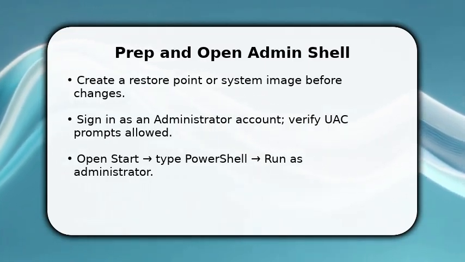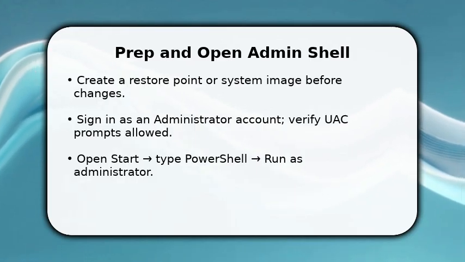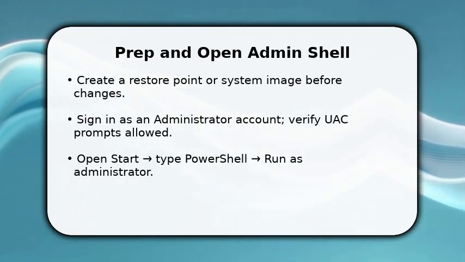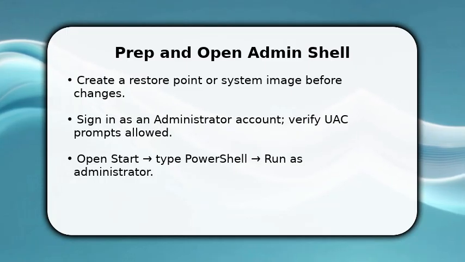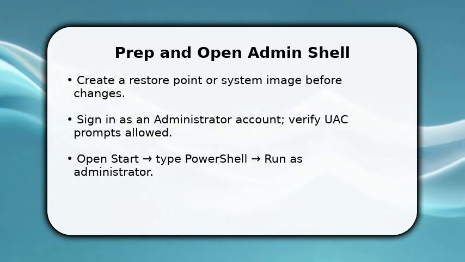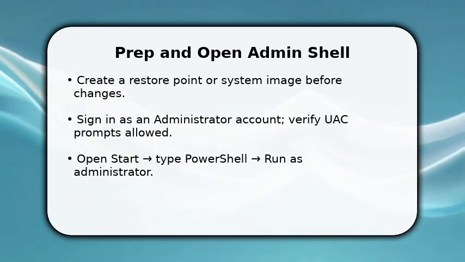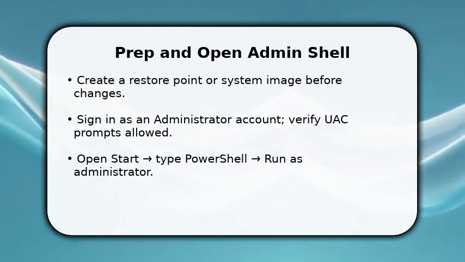Next, open Windows PowerShell as administrator. Press Start, type PowerShell, right-click and choose Run as administrator. This elevated shell is required because removal touches system app packages and provisioned images. Make sure you close other apps and save work.